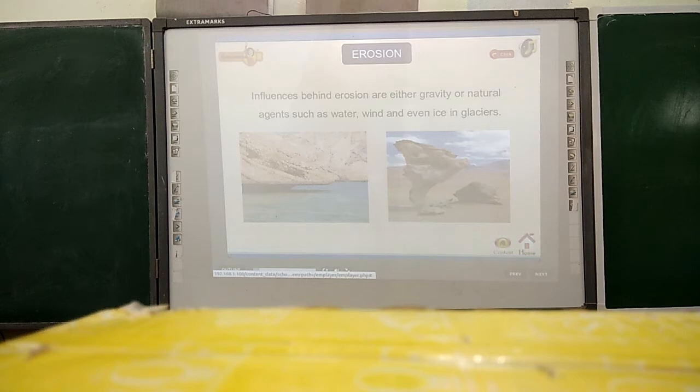Erosion. Influences behind erosion are either gravity or natural agents such as water, wind, and even ice and glaciers. Due to these factors, various particles are carried and deposited in different regions, different areas. That is what is called erosion. Erosion takes place due to rainfall, running water, wind, and even ice and glaciers.